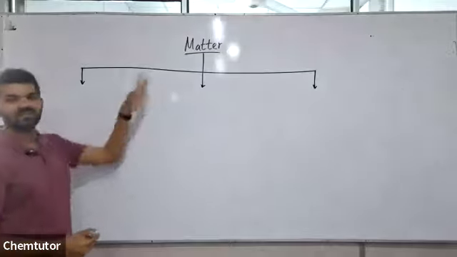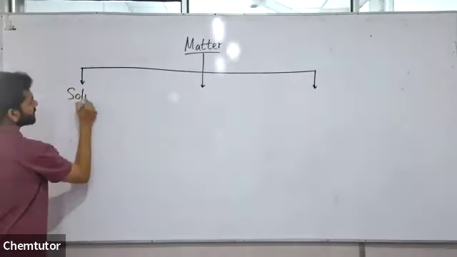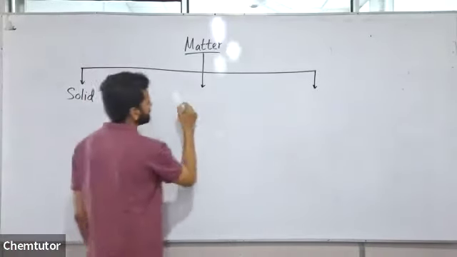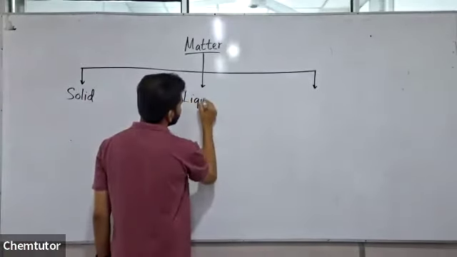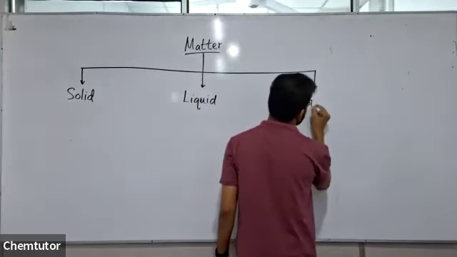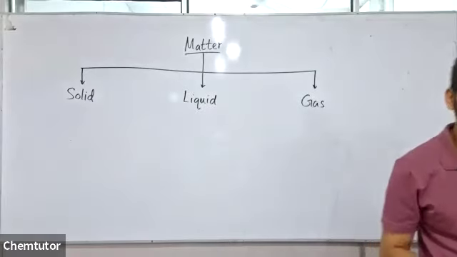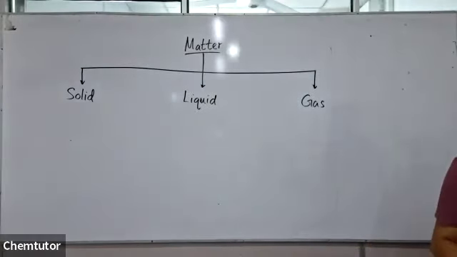So the matter can be divided into three categories. That is solid, liquid, and gas. Right. So we can divide it into three categories. That is solid, liquid, and gas.